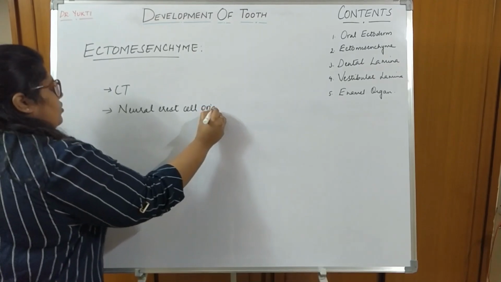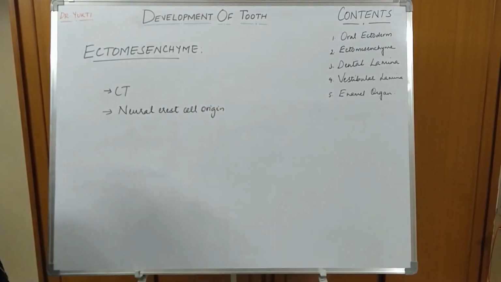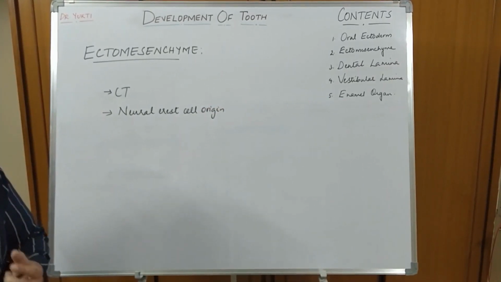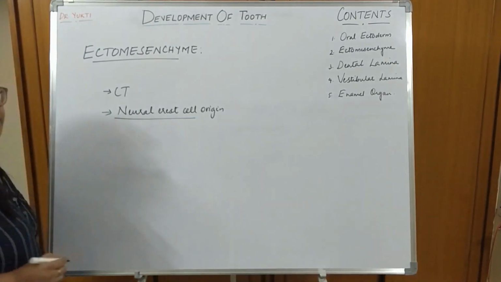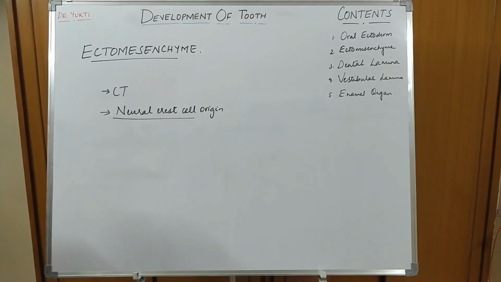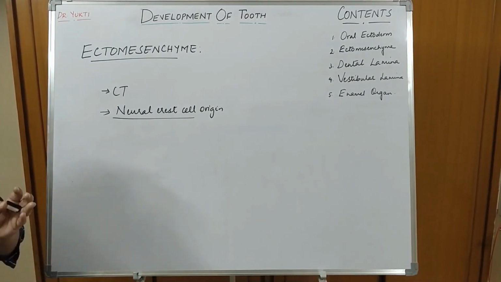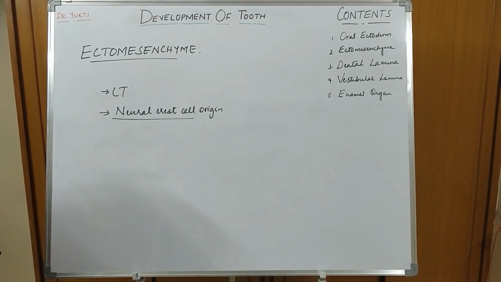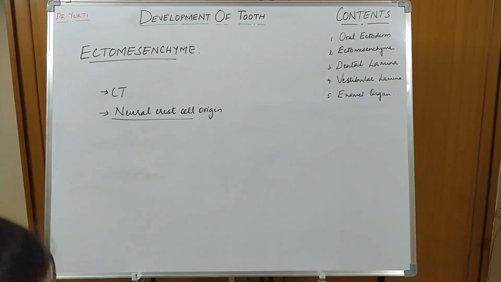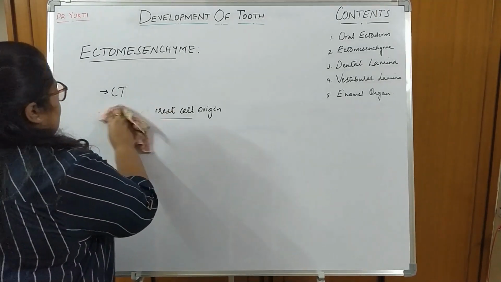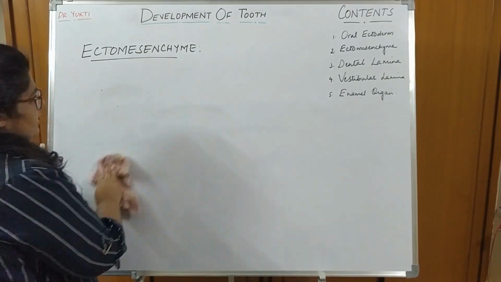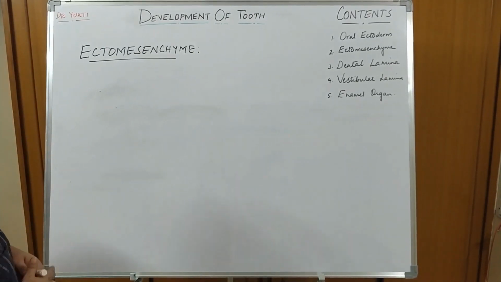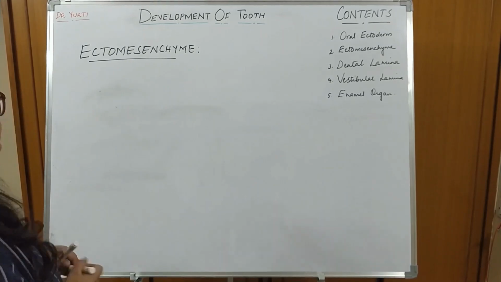So what are these neural crest cells, and why are we saying that this ectomesenchyme originates from neural crest cells? Neural crest cells are present in the brain. Okay, so we'll first see a little bit about neural crest cells and then how they are related to ectomesenchyme. Okay, so neural crest cell in itself is a very important topic and a short answer. Okay, the derivatives of neural crest cell is again a short answer. So let us see here.